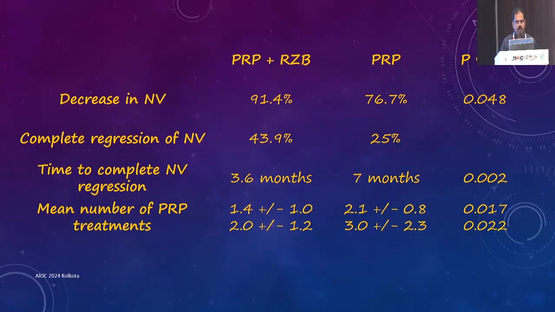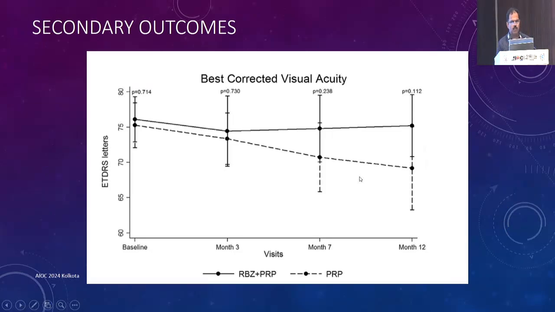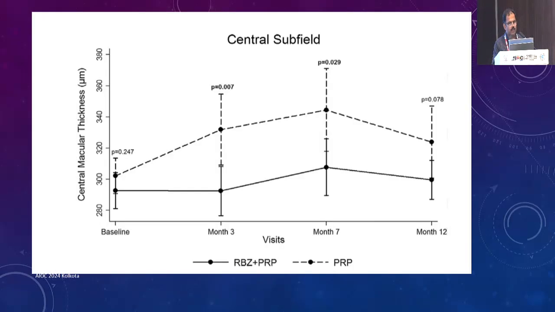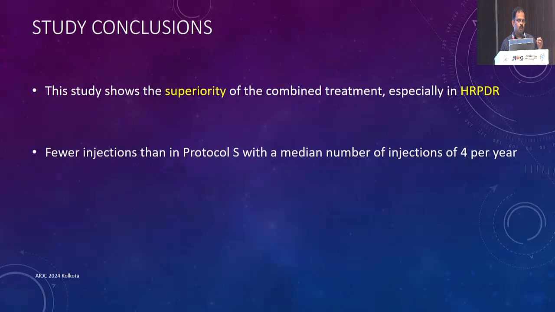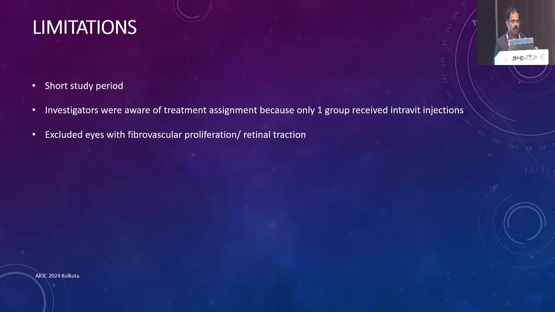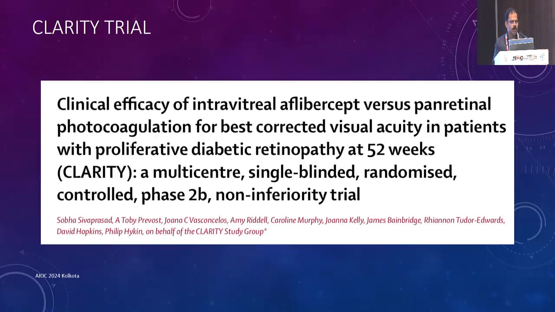And you can see that complete regression was seen in 43% as against 25%. Time 3.6 months to 7 months. All right. So this is the best corrected visual acuity, which also showed a little better with ranibizumab with PRP, as well as central subfield thickness, which was better with ranibizumab with PRP. So it showed the superiority of the combined treatment, especially in high-risk proliferative diabetic retinopathy. But this did not have as many loading injections as Protocol S, which had fixed dosing. So it has a short study period, and that is the limitation of this particular study.